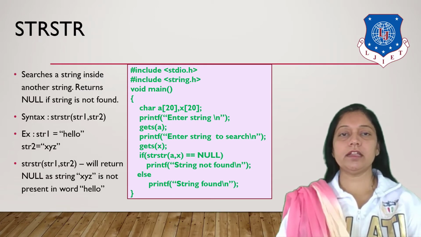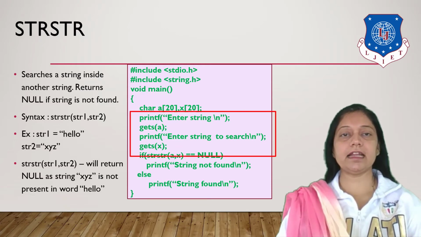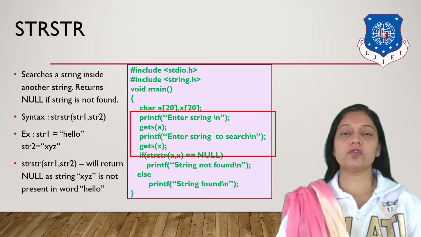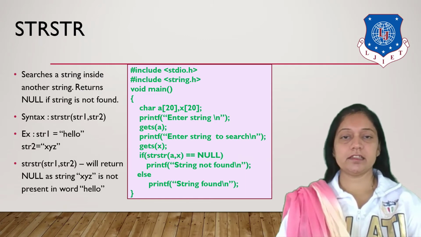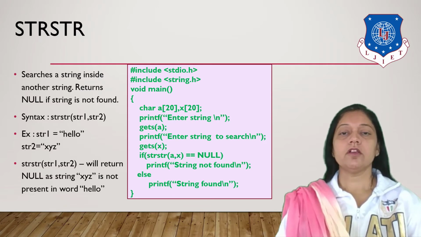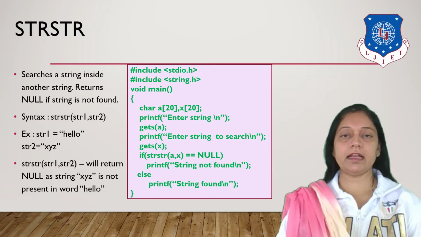Now get the input in A and X strings. So use the gets function. First printf enter string and gets(A), so I'll get some input in A. Then enter string to search, gets(X). So here I'm inputting some value in X, which would be the string which I want to search in A. Again use a conditional statement, that is an if statement with strstr. So if strstr(A, X), means the value of whatever is in X is searched in A. If it is not found, then I'll get the result as null.